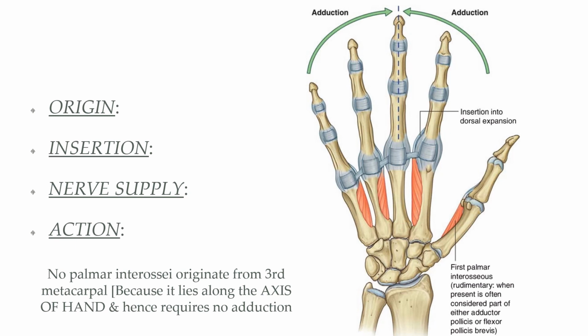Some of the fibers of palmar interossei merge into the dorsal digital expansion, and hence along with adduction, the palmar interossei are also responsible for flexion at the metacarpophalangeal joint and extension at the interphalangeal joint.